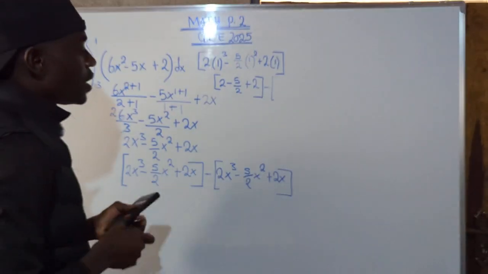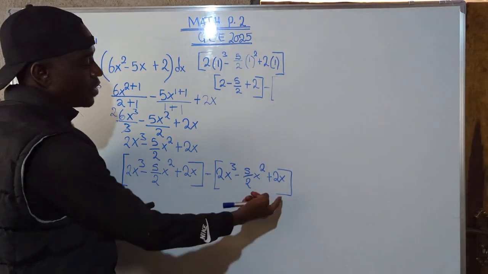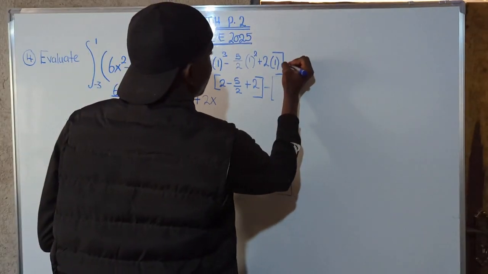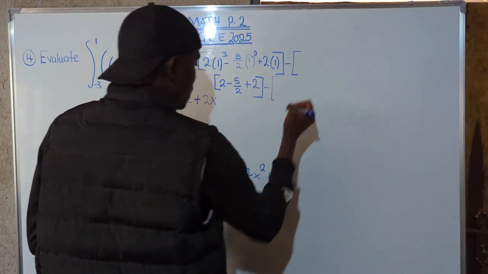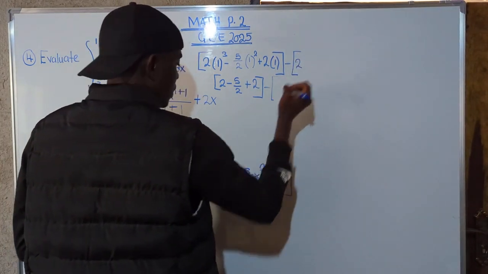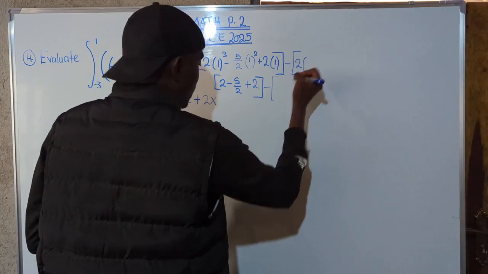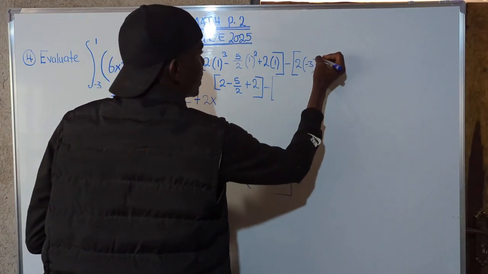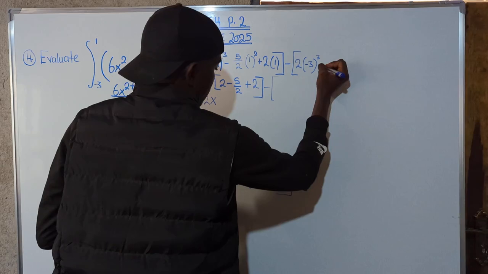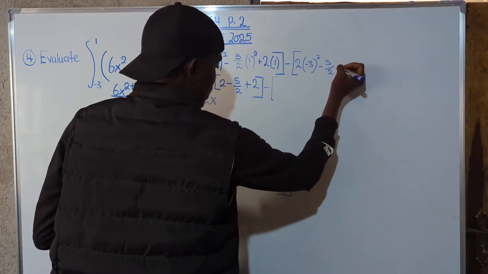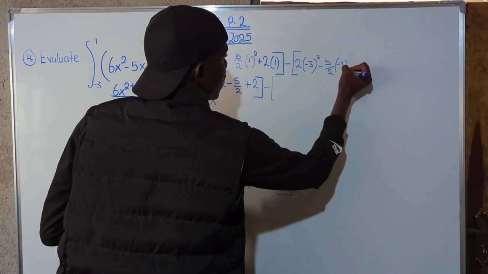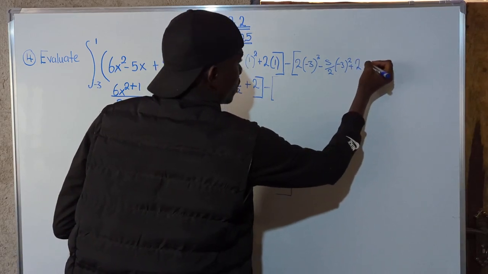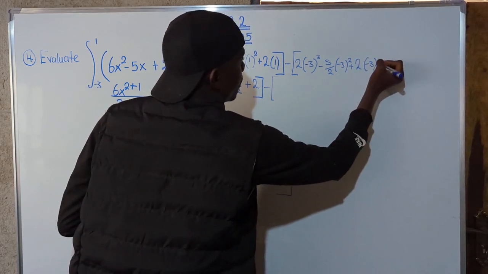you do the same thing also here. Okay? You have to do the same thing also for this particular part. So we can say minus. So here we're going to have a 2, and then we're going to have x. Then because what we have in the lower limit is negative 3, you can replace negative 3 there. Minus 5 over 2, negative 3, power 2, sorry, this is supposed to be plus 2, negative 3.